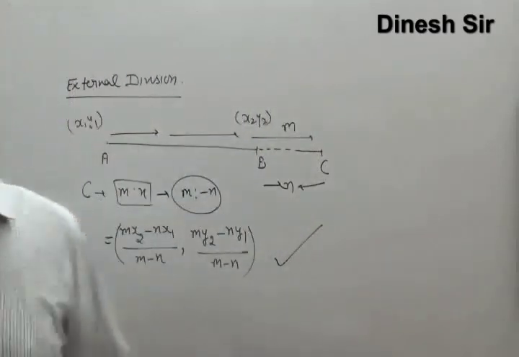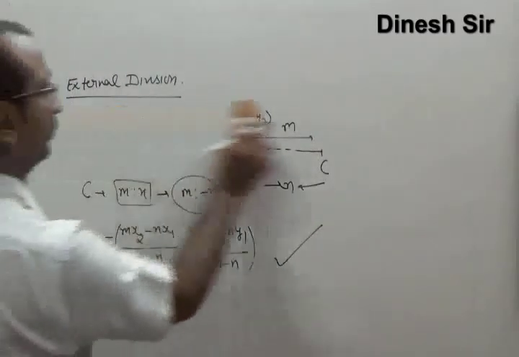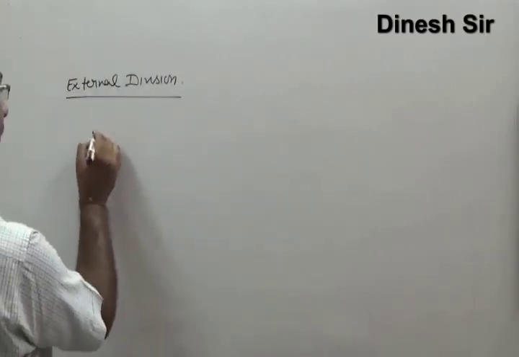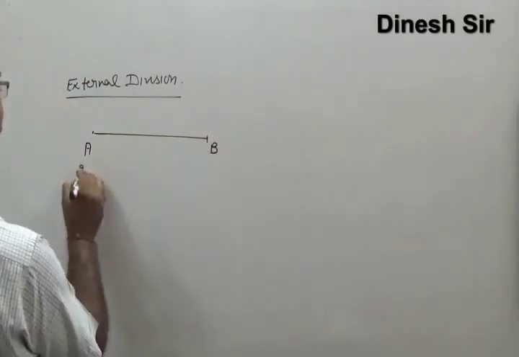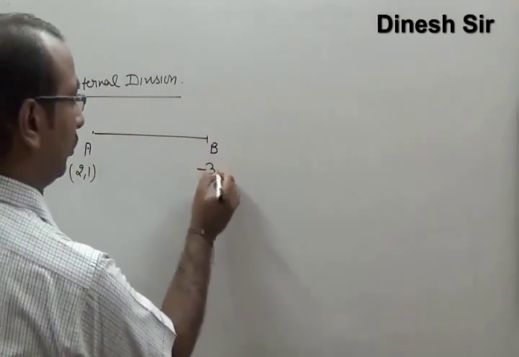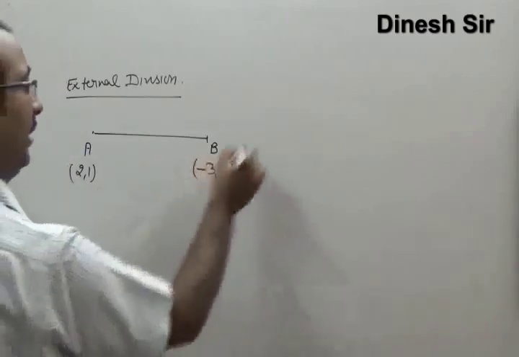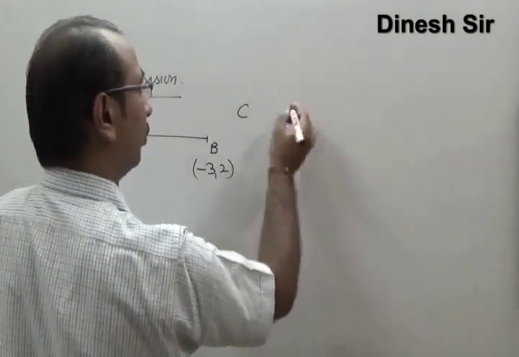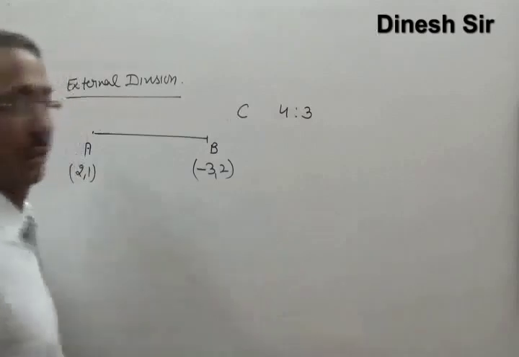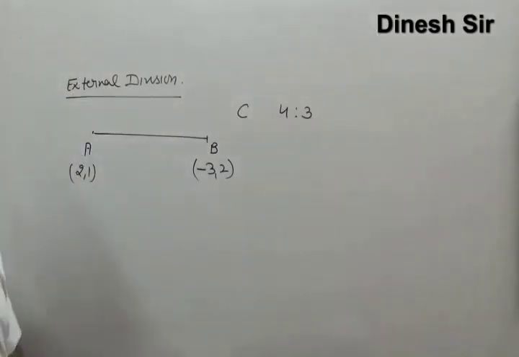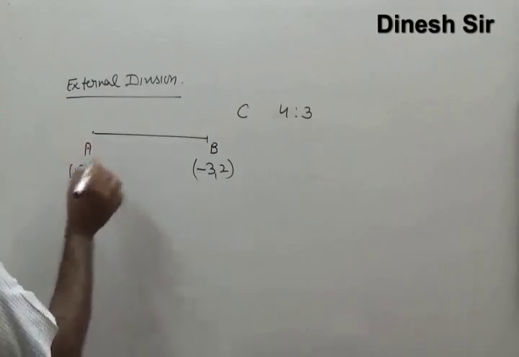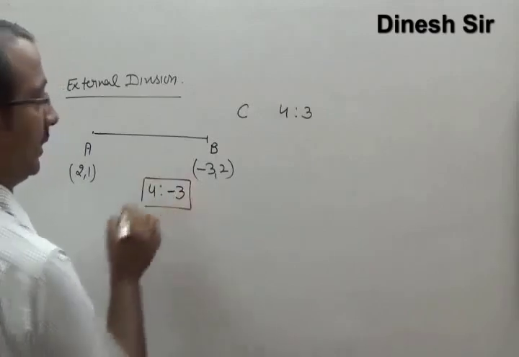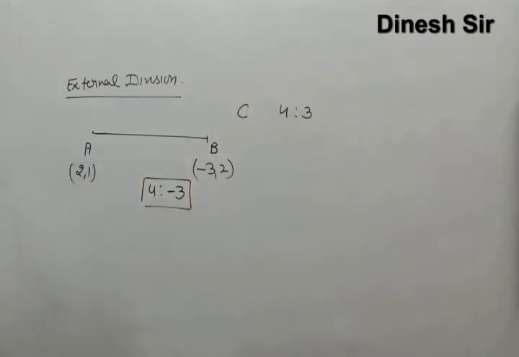Suppose we take one example here. Coordinates of 2 points are given. One is A, one is B. A is 2, 1 and B is minus 3, 2. It is given that we have to find the coordinates of a point C that divides it externally in the ratio of 4:3. Because this is a question of external division, we may take it as 4 to minus 3, and then we start to apply it.